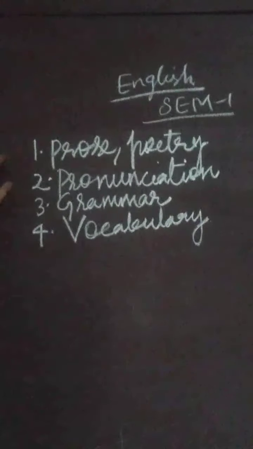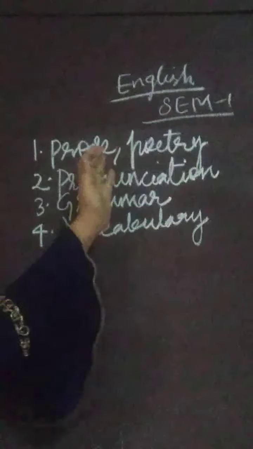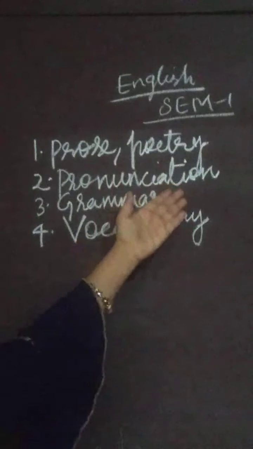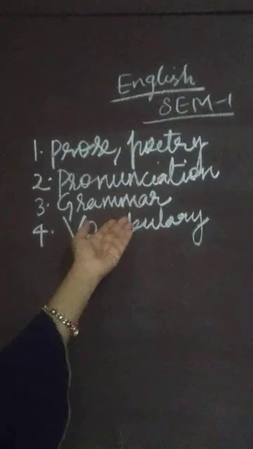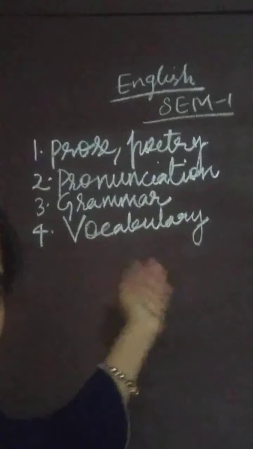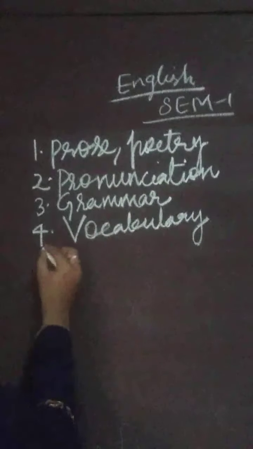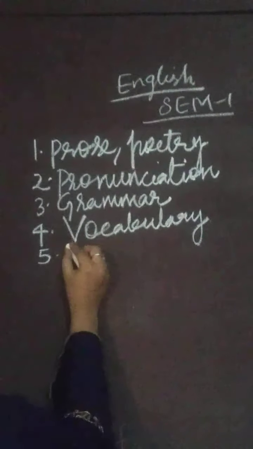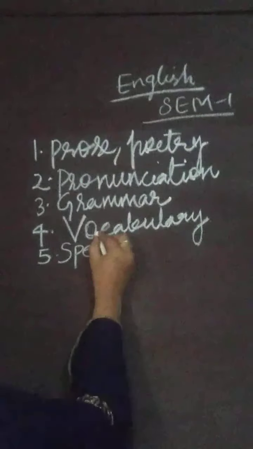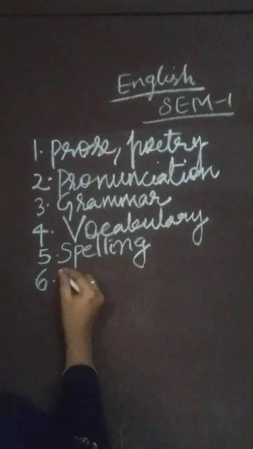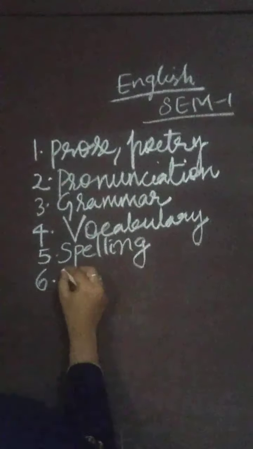What is the first subtopic? Prose. It may be prose or poetry part. Second sub-unit of lesson 1, lesson 2, lesson 3, pronunciation. Third subtopic is grammar. Fourth subtopic is vocabulary part. Fifth sub-unit, spellings. Sixth sub-unit, punctuations.